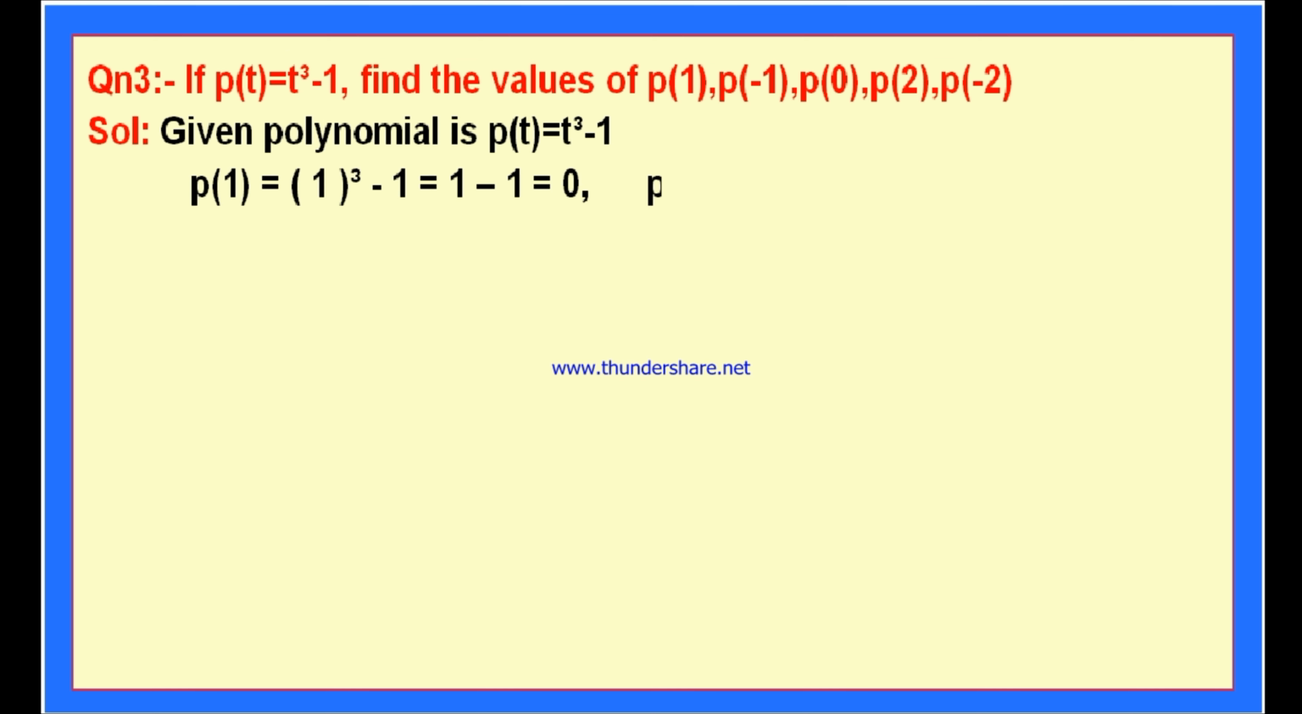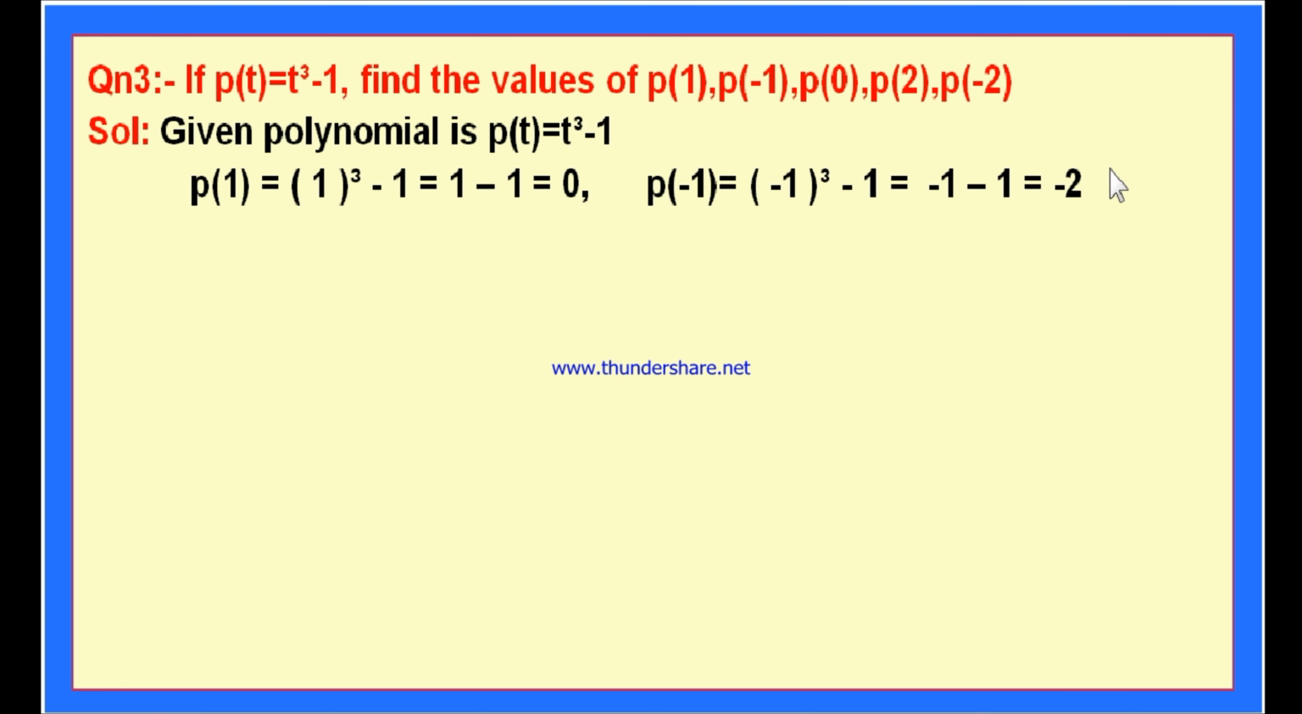In the place of t you put 1 now. Therefore in the RHS also, in the place of t you substitute 1. Then 1 cube minus 1. 1 cube is 1, minus 1, 1 minus 1 is 0. Next p of minus 1. In the place of t substitute minus 1. Minus 1 whole cube minus 1. Minus 1 whole cube is minus 1 into minus 1 into minus 1, which is minus 1.